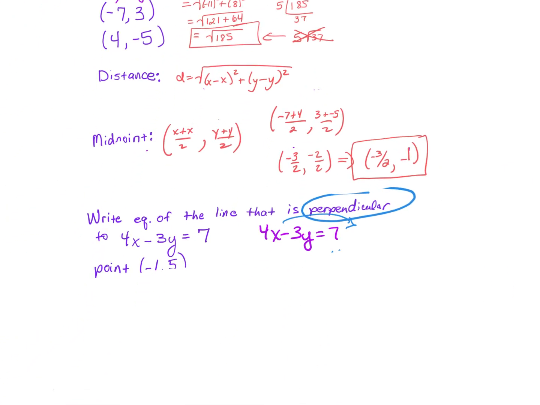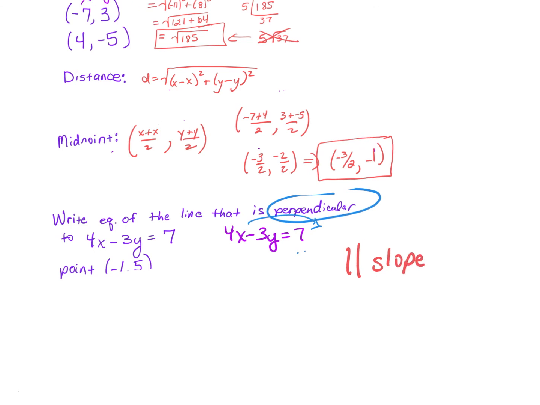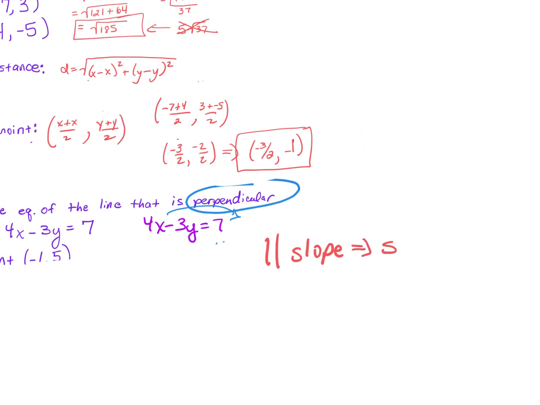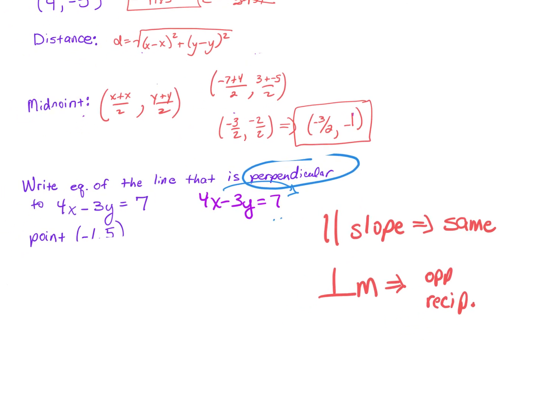All right, lastly, like I said, you're either going to be given an equation or you're going to be given two sets of points that says write an equation, given a point, that is either perpendicular or parallel to. Guys, parallel slope. What do we know about parallel slope? It's the same. Perpendicular slope is opposite reciprocal. We had lots of people make mistakes on this.